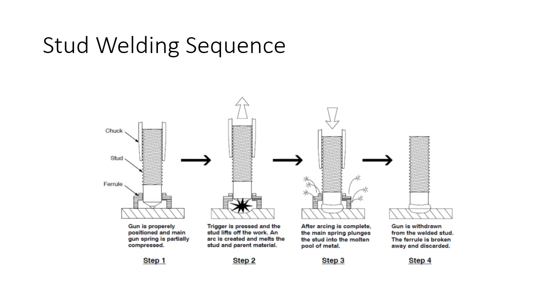So then, after the arc is complete in step 3, the main spring, there's a spring in this weld gun, plunges the stud into the molten weld pool. And once again, all your liquid weld metal is contained by that ferrule. So when you get to step 4, when the gun is taken off from the welded stud, the ferrule is broken away and discarded. It just turns into dust. You've got a weld all the way around that should look pretty much like the shape of the ferrule. So it'll look like a little itty bitty fillet weld all the way around there, but it's 100% all the way across the weld of the stud. So that's the nice thing about stud welding, and you can do these things by the thousands, depending on what your setup is.